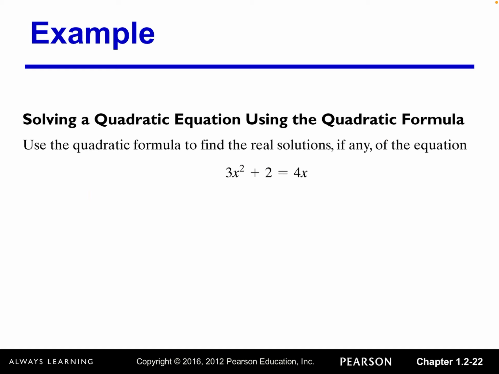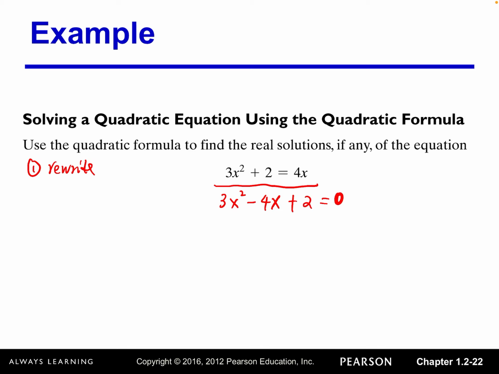All right, so let's try another one. This time the quadratic equation is given to us not in standard form. So first step, we need to rewrite this equation into standard form. How do we do it? Subtract 4x on both sides, right? And write in descending order. So that's 3x squared minus 4x plus 2 equals 0. This is the standard form.